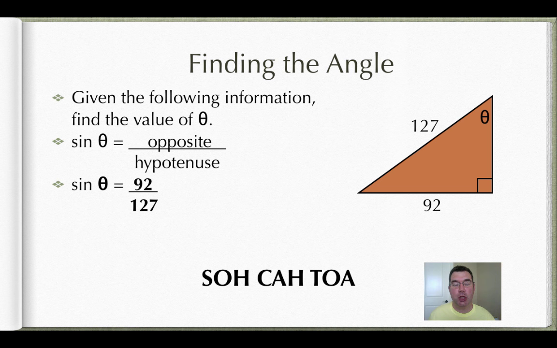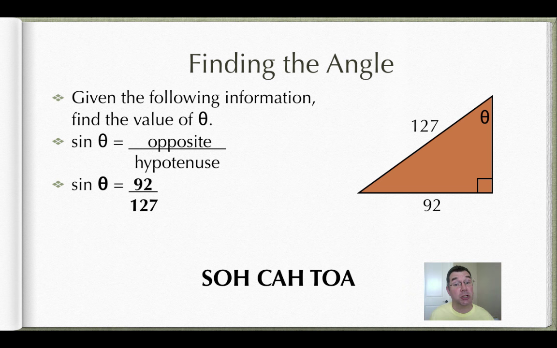Now I know what you're thinking. It looks like theta is being multiplied by sine. That's not true. The theta is the argument of the function sine. Sine is not a thing that stands by itself. It is a function that requires an input. So it is not sine times theta. It is the sine of theta.